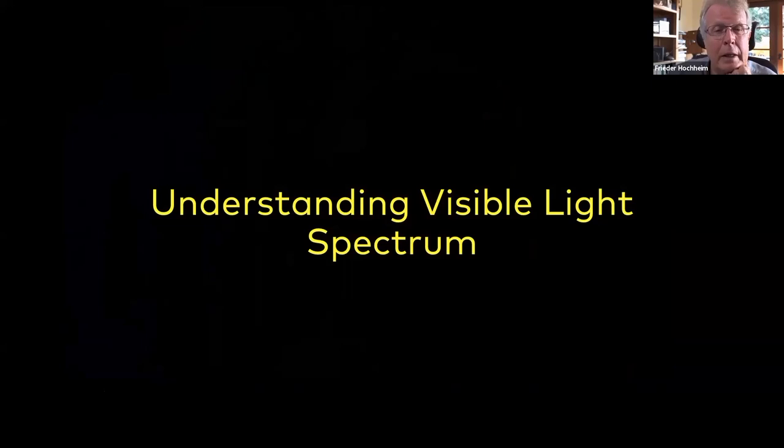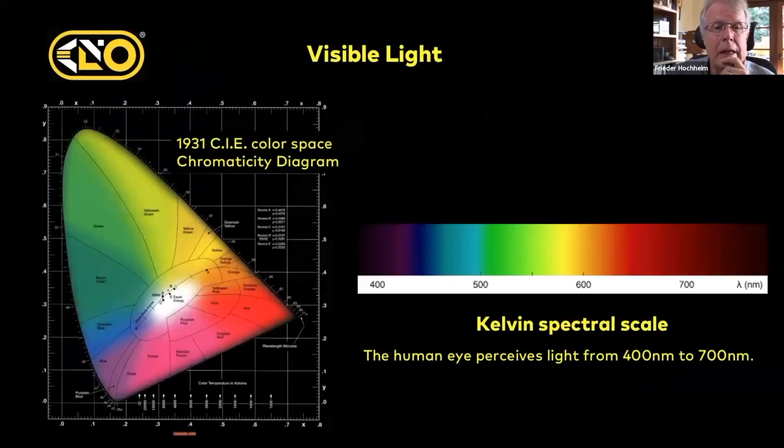What's going on? So what we need to do is we really need to understand, when we talk about white light spectrum, what exactly is it? And so we need to dig into the fundamentals. And there's fundamentally two ways of trying to visualize white light. And so on the right here, we have the CIE color space chart, or chromaticity diagram.